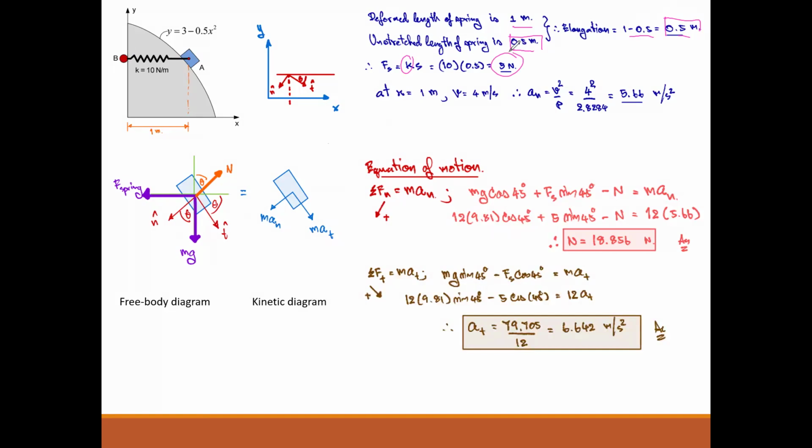The problem also gave us that at x equal to 1 meter, velocity becomes 4 meter per second. According to this velocity, since we already obtained the radius of curvature, we can determine the normal acceleration, and we found the normal acceleration at this point is equal to 5.66 meter per second squared. Then we can form the equation of motion in two directions, that is in the normal direction.